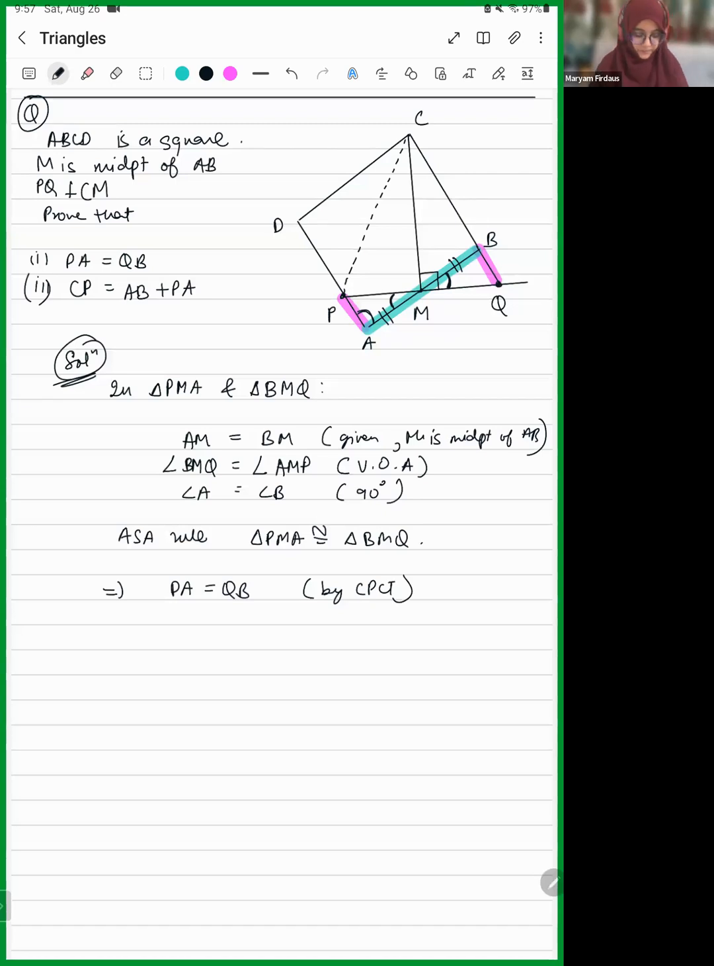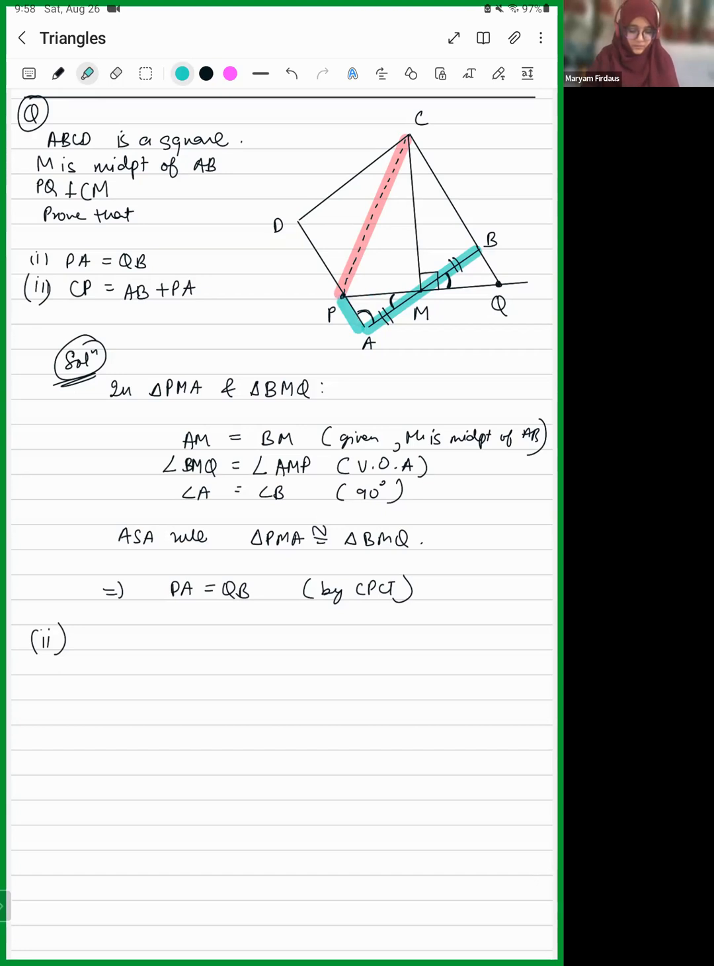Yes. Done till here? Yes, ma'am. Munir, Abdul Jabbar, you all done till here? Yes, ma'am. Okay, so now we have to show that CP, now I'm just going to erase this. You have to show that CP, which is this one, is equal to AB, the blue line, plus PA. Think about it. How can we show this?